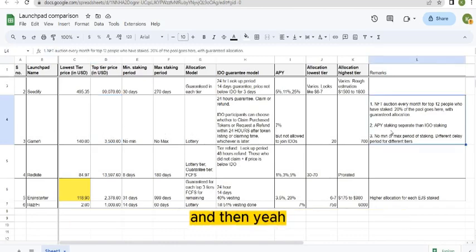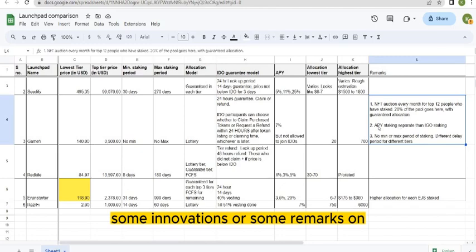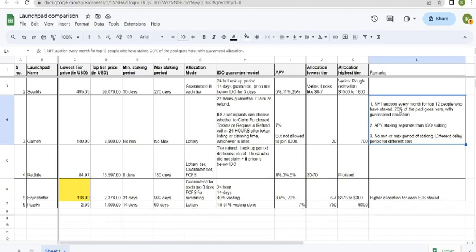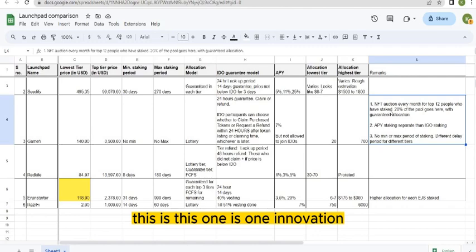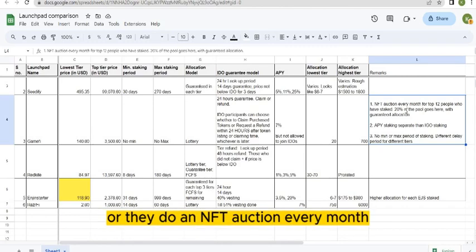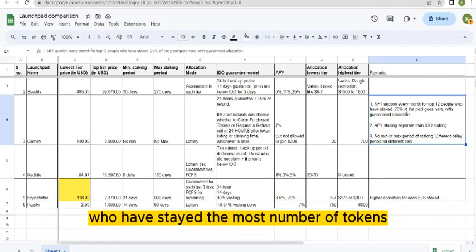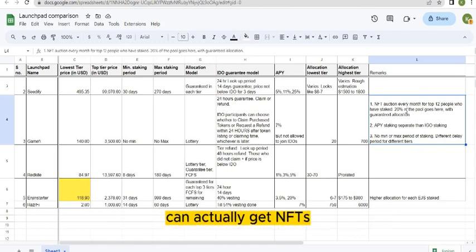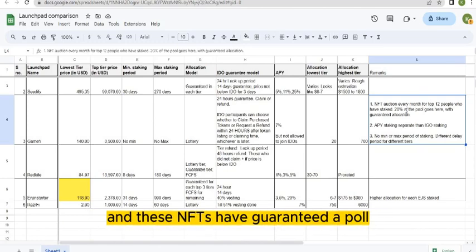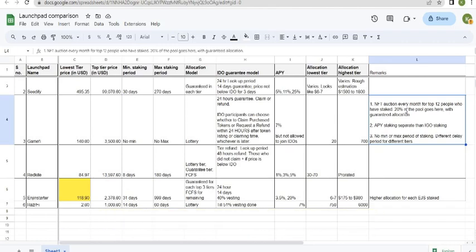And then some innovations or remarks on their launchpad. Number one is an innovation. They do an NFT launch, or an NFT auction, every month, and the top 12 people who have staked the most tokens can get NFTs, and these NFTs have a guaranteed pool. 20% of the pool from any IDO goes here.